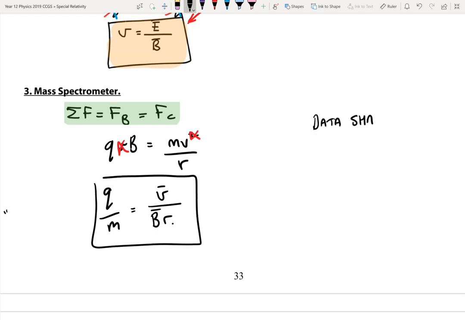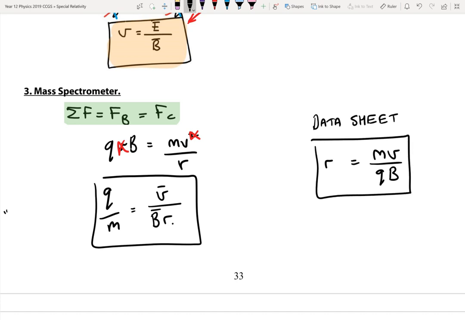Now I'm going to write it like that, but in your data sheet, you have, and I've got it right here, the title of it is the radius, particle motion in a magnetic field, R equals mv over qB. That's what you have, which is nice for a number of reasons.